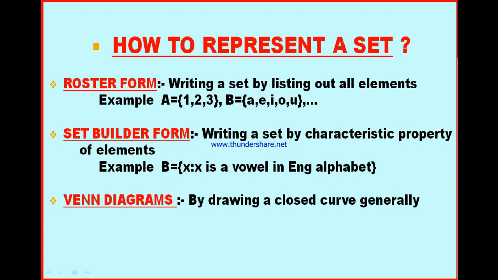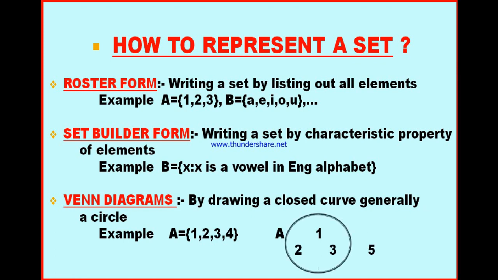And the other form of representing a set is the Venn diagram. By drawing a closed curve, you can represent a set. Generally, you can represent sets by drawing circles. For example, A is equal to the set {1, 2, 3, 4}. We draw a circle and name it A, therefore it is set A.